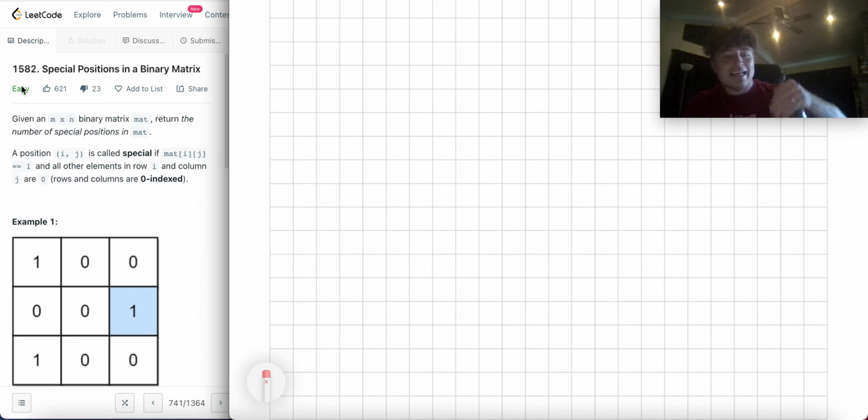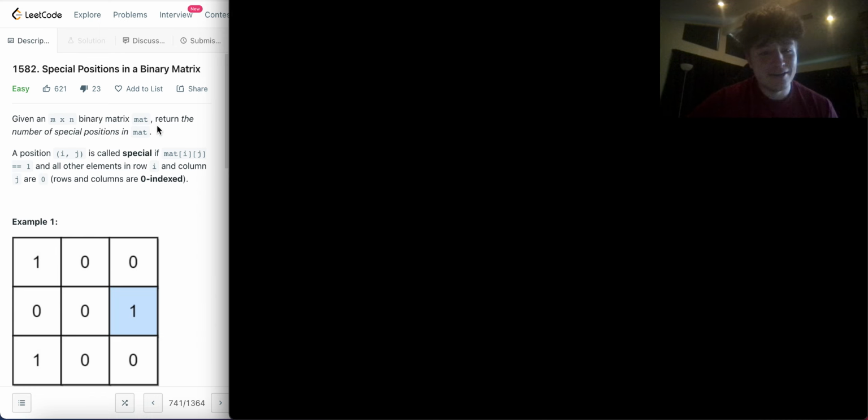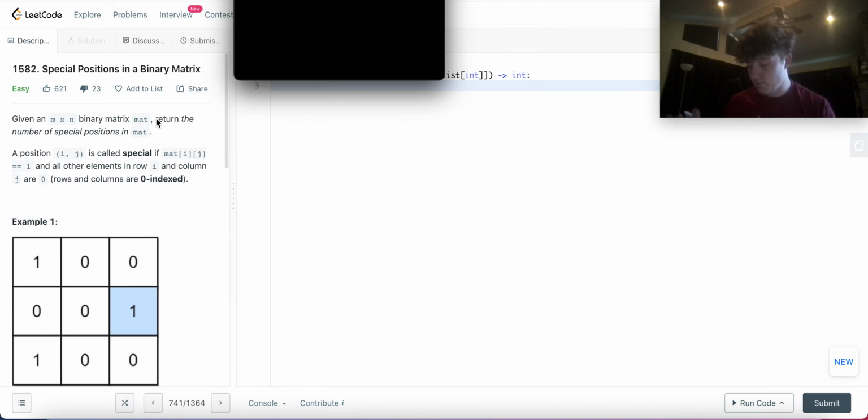So you're given an easy problem, again, for your ego. You're given an M by N binary matrix mat. Return the number of special positions in mat. Okay, so mat is a matrix. I'm special. Joking. What does that mean? Well, a position ij is called special if mat ij equals 1 and all other elements in the row i and the column j are 0.